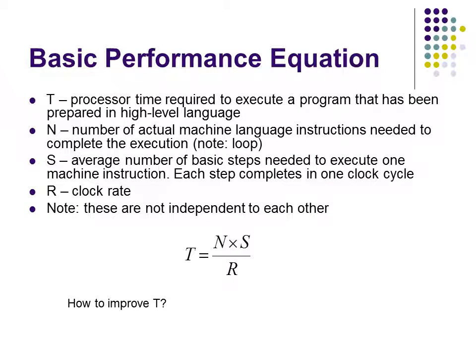Now we discuss the basic performance equation, how we can calculate the processor time. That is T = N × S / R. T is the processor time, the time required to execute a program that has been prepared in a high level language. N is the number of actual machine instructions, and S is the number of basic steps needed to execute one machine instruction. Each step completes in one clock cycle. R is the clock rate, the number of clock cycles per second.